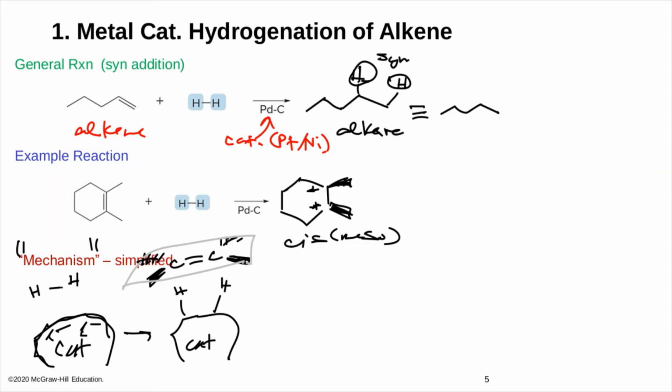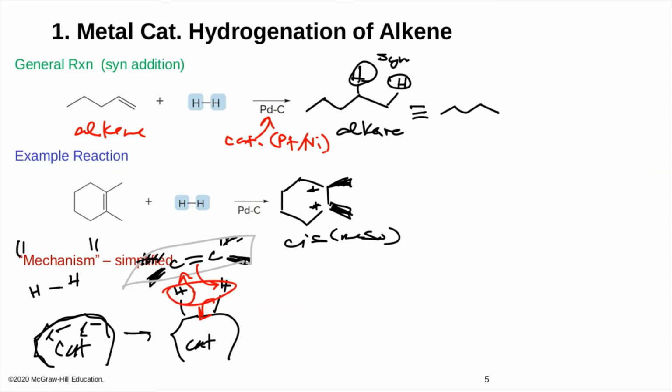The pi bond is going to accept this hydrogen. We're going to give the catalyst its electrons back that we took to embed hydrogen. And then we're going to release that hydrogen here. But it's from the same face.